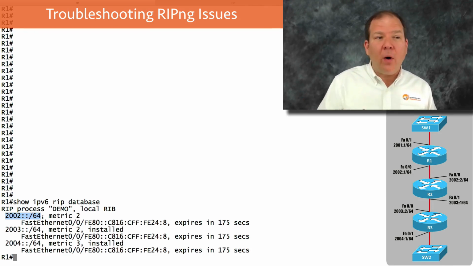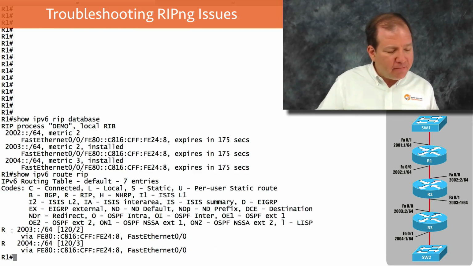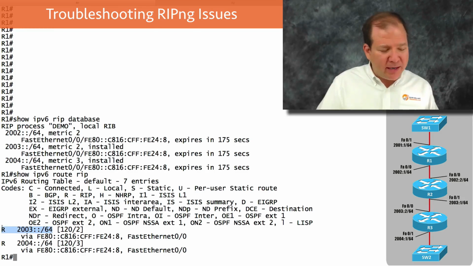Let's take a look at what RIP learned routes have made it into the IP routing table, the IPv6 routing table specifically. We can do a show IPv6 route RIP, and we can see that, yeah, that directly connected route was not injected, obviously, because it was directly connected, but we did learn about 2 routes via RIP. That's what the R is telling us. We learned this via RIP.